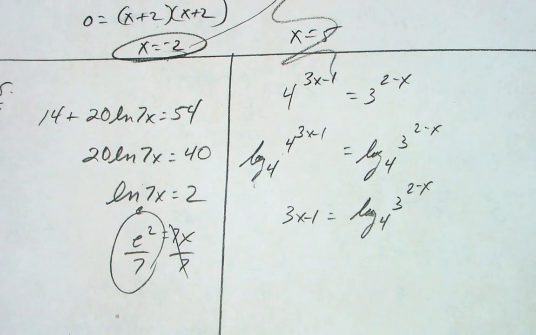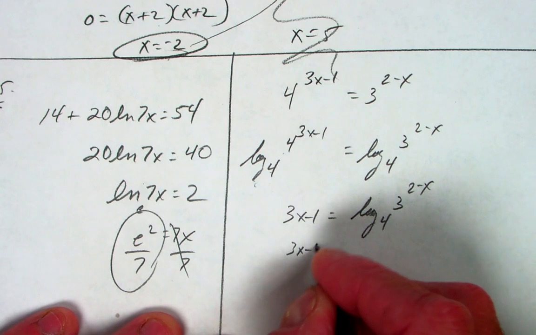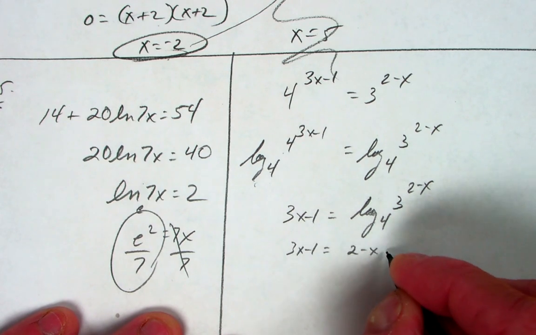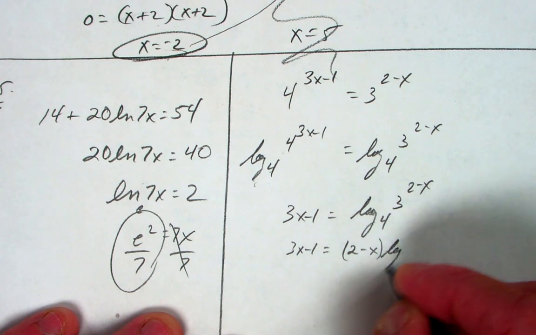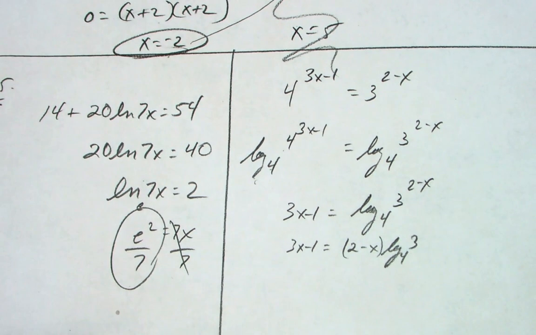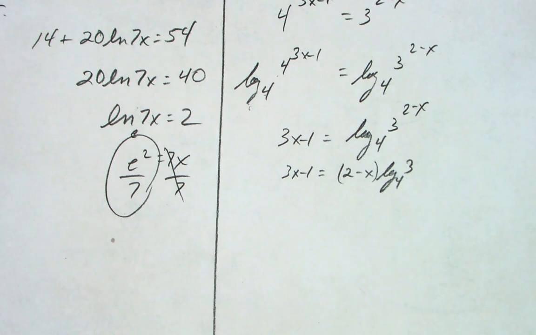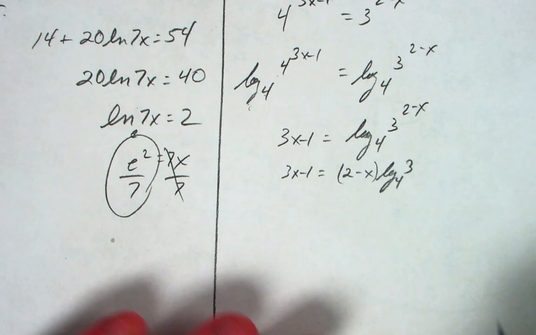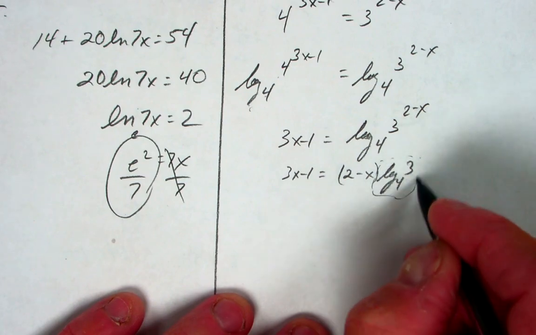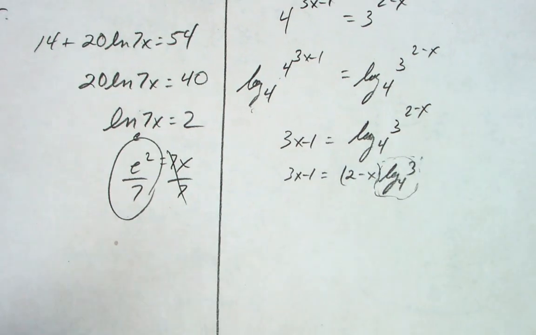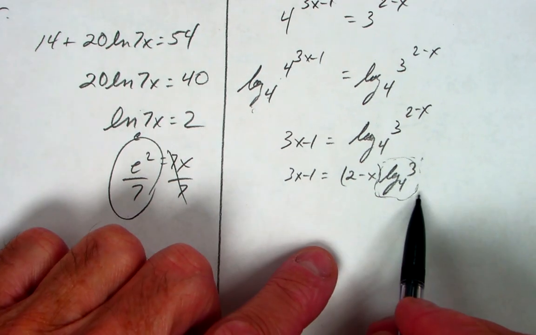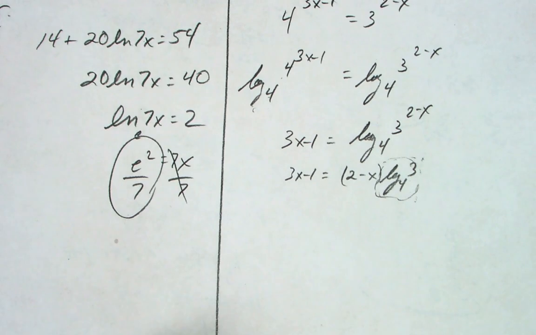Could you move the 2 minus x to the front? Nice job. Yeah, I know. 3x minus 1 equals 2 minus x times log base 4 of 3. Okay. So I'm going to stop right there for a second. This is just a number, right? It's some power. It's going to be a little less than 1. But could we find what this number is? Yeah, by using the change of base, right?